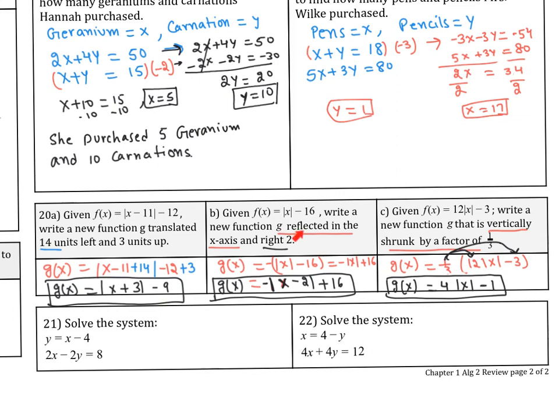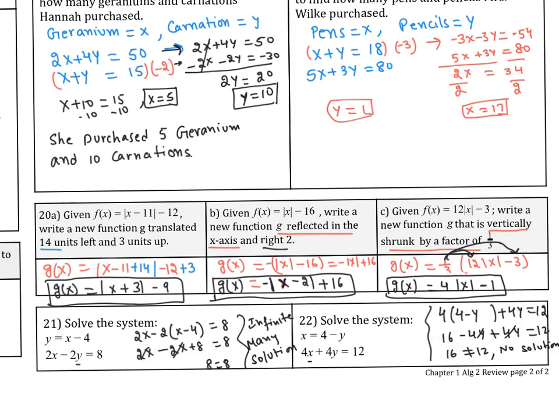For b, you're going to reflect it over the x-axis, so you multiply by negative 1 and distribute inside. Right 2 means you're going to subtract the 2 inside the function. Vertical stretch or shrink by 1 over 3 means you're multiplying 1 over 3 to the entire function. So 12 divided by 3 is 4, and 3 divided by 3 is 1.